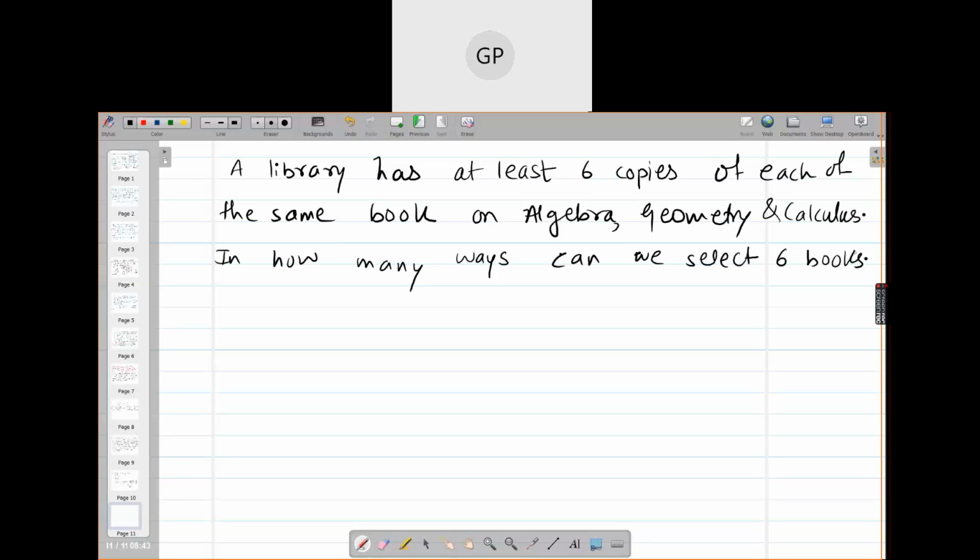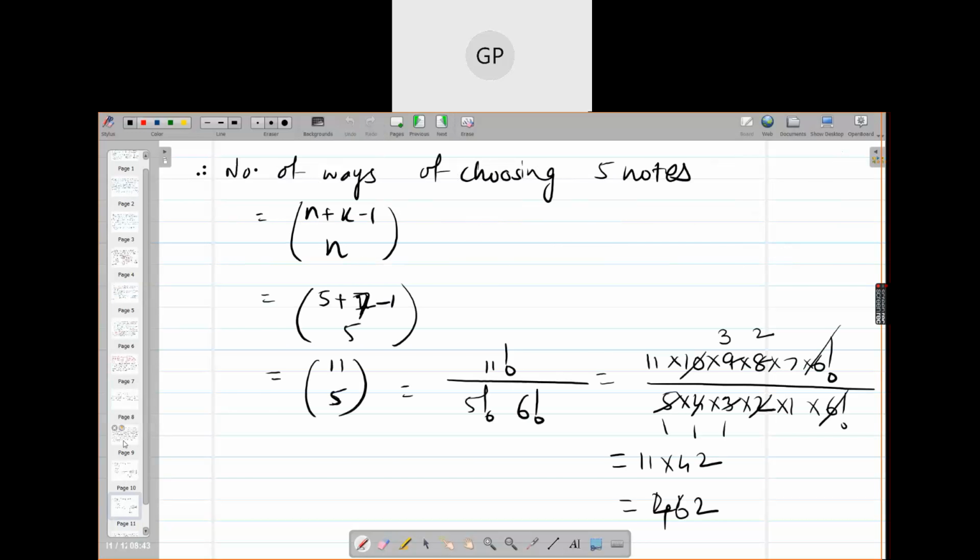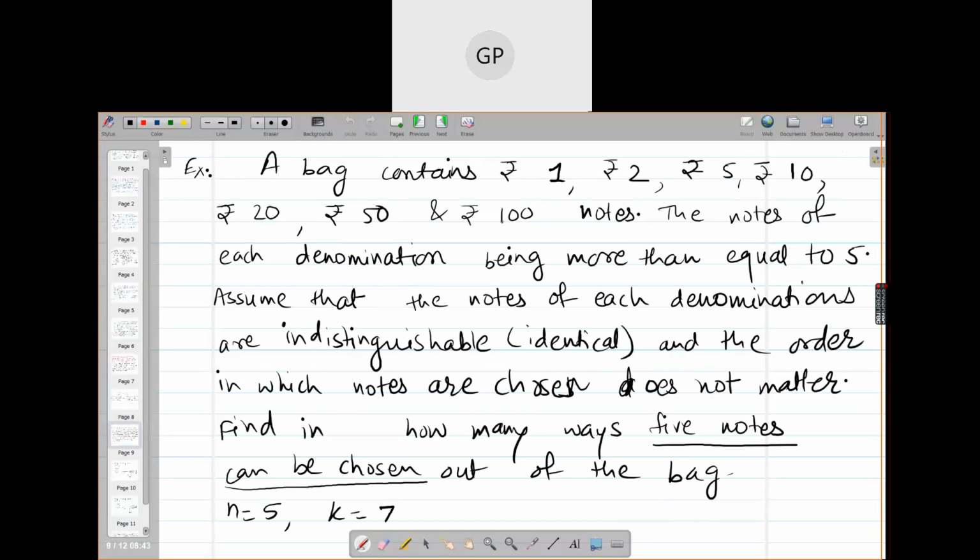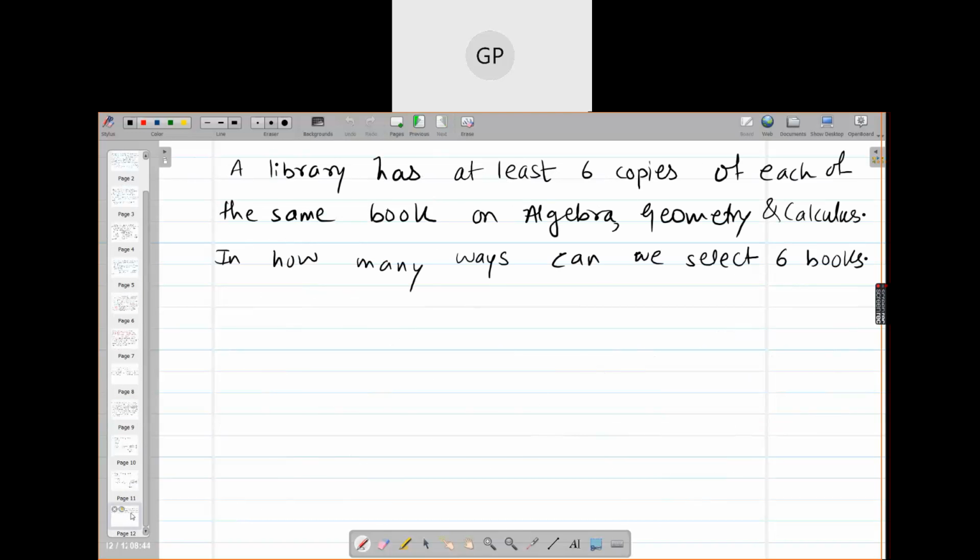In the previous example also, what we had was, a bag contains rupee 1, rupee 2, the notes of each denomination being more than or equal to 5. So we don't know the actual number of how many notes are available. We don't know that actual number, but a minimum of 6 copies are available of each type. So what is N here?